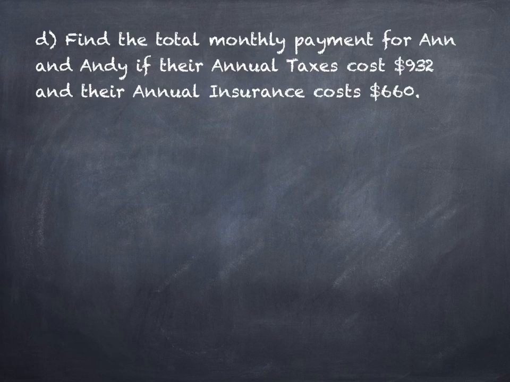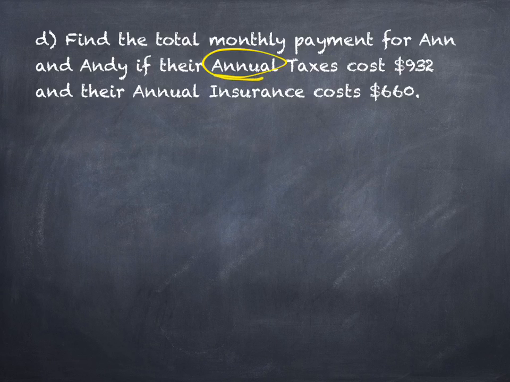This actual question asks us to find the monthly payment for Ann and Andy if their annual taxes are $932 and their annual insurance is $660. I think if you divide this by 12. Good. So why would we want to divide by 12, Leah? Because this one is annual.